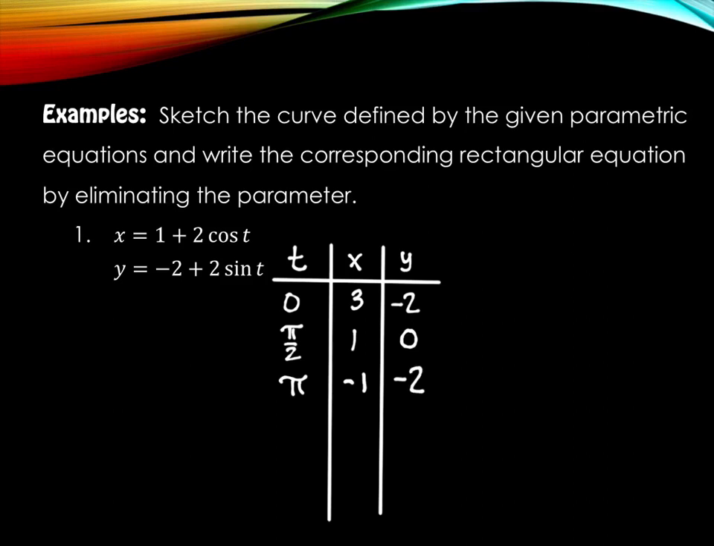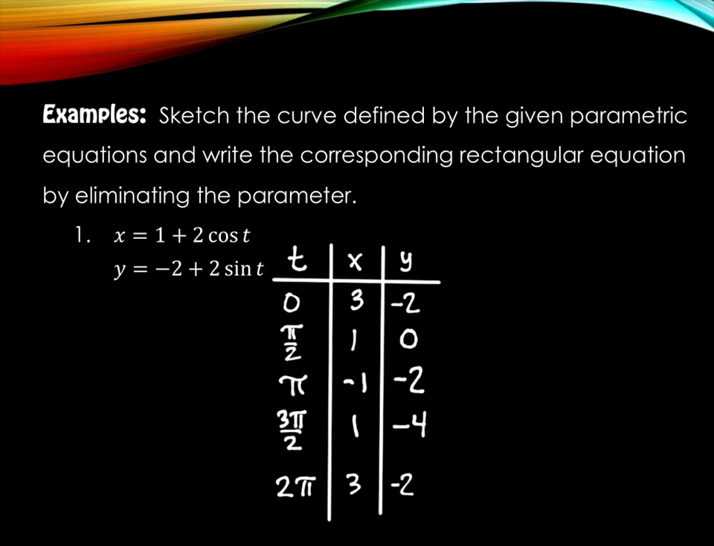Okay. And our next natural choice, 3 pi over 2. If I put in 3 pi over 2, what's my value for x? It is 1. And for y? Negative 4. And the final choice I'm going to make is going to be 2 pi. At 2 pi, what's going to happen? We're going to get back to what we got at the very beginning, so we're going to get the 3 and the negative 2.